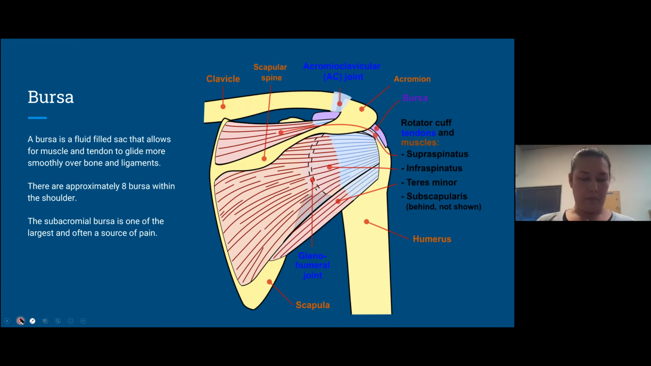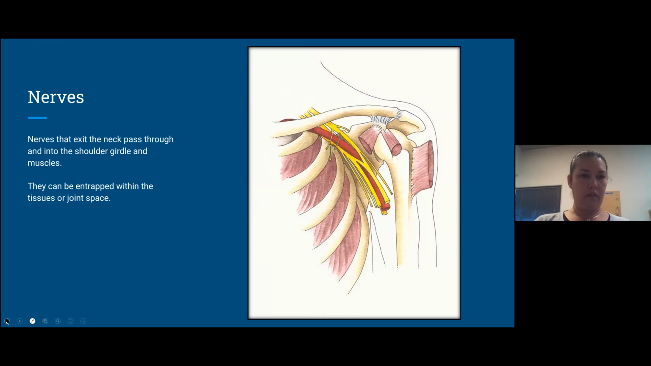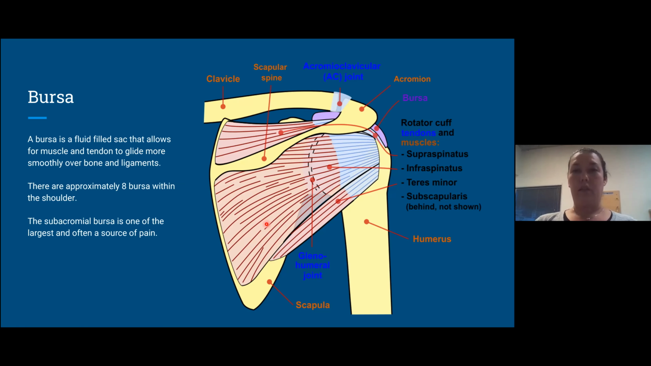The bursa. A bursa is a fluid-filled sac that allows for muscle and tendon to glide more smoothly over bone and ligament. There are 8 bursa in the shoulder joint. The bursa that is the most common culprit for pain, and is also the largest, is the subacromial bursa, and that's this one right here in the purple. As you can see, it is also located in that small space, which can get pinched when that space should narrow. So that's where you start getting your problems.